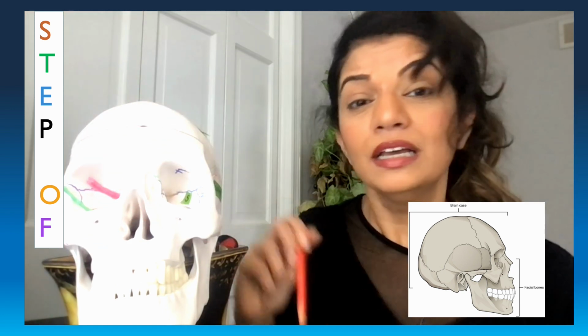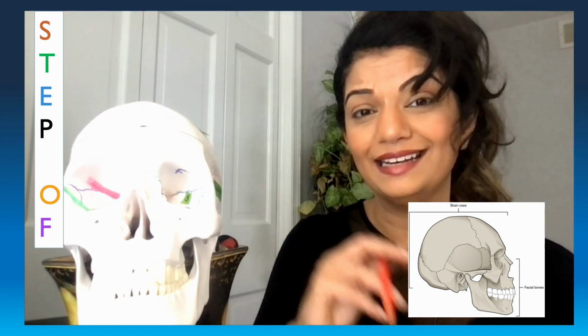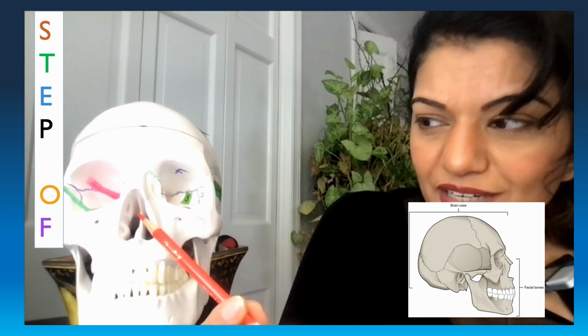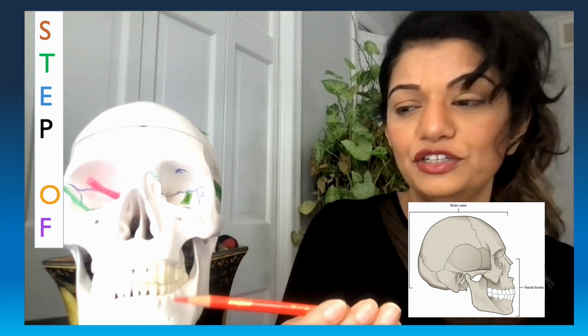So let's look at the viscerocranium right here. Every bone is going to be paired except 2. The vomer, which is in your nasal cavity in there, and your mandible, which is right here. These are not paired, they're singular, right? Everything else in the viscerocranium is going to be paired.